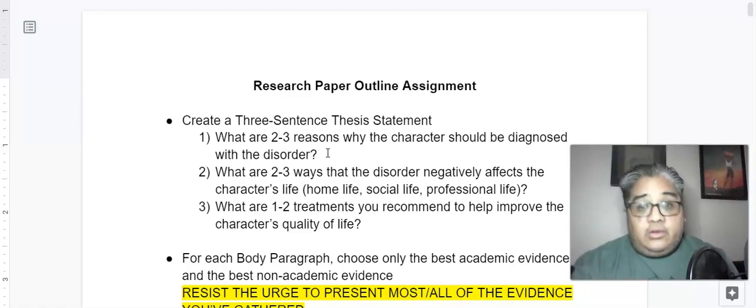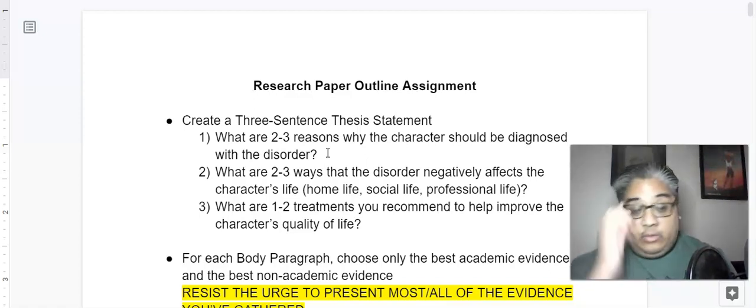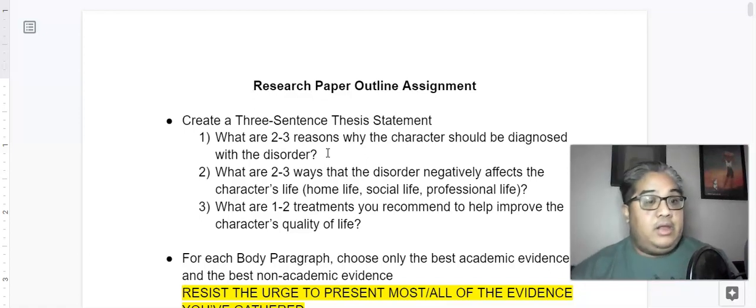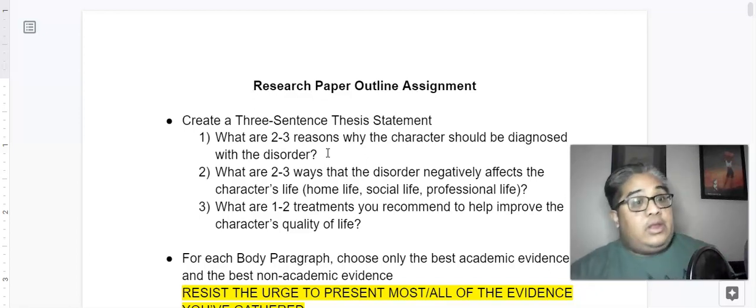And then the final thesis statement sentence needs to answer the question, what are 1 or 2 treatments you recommend to help improve the character's quality of life? From the research that you've done on treatment that can be done to help people with the disorder, what are 1 or 2 treatments that you would recommend?